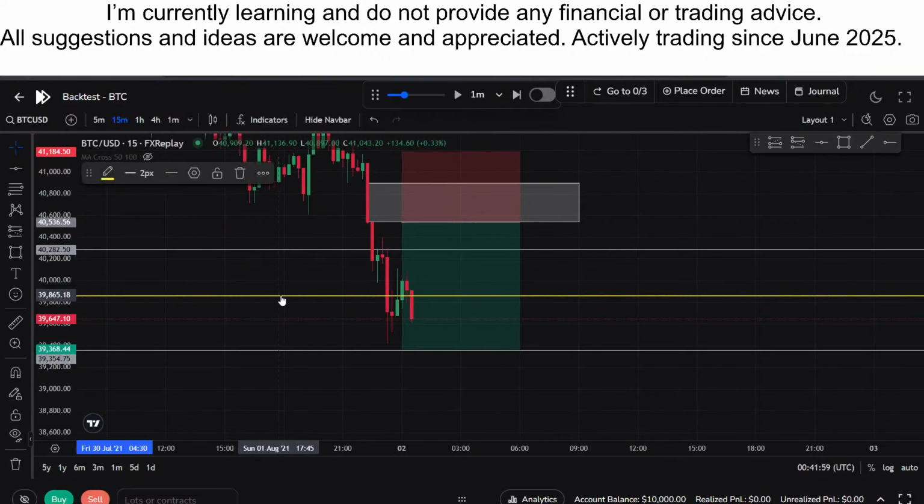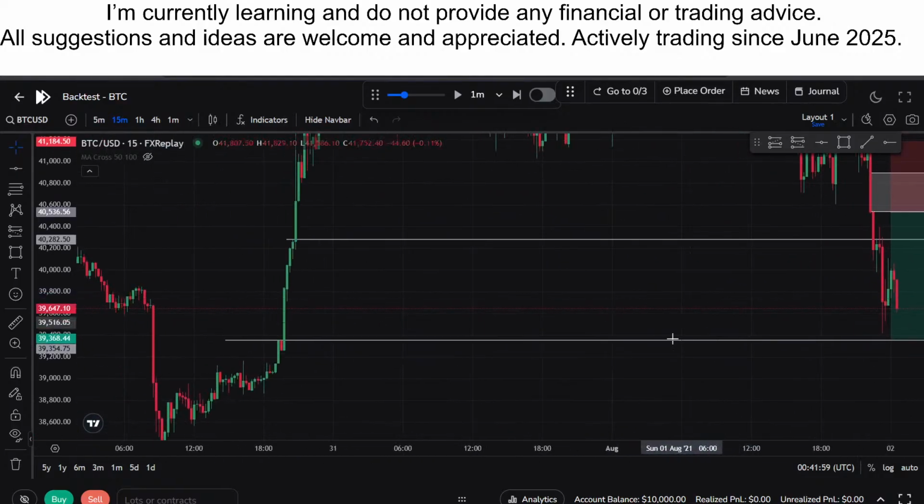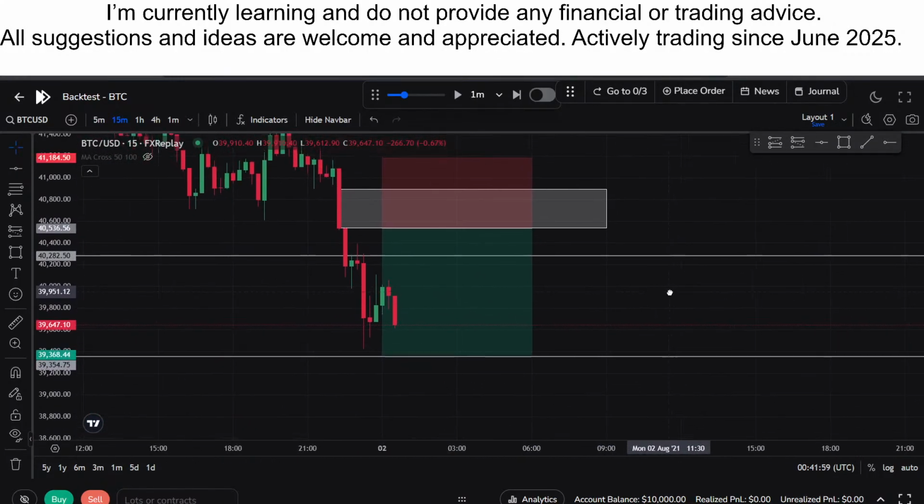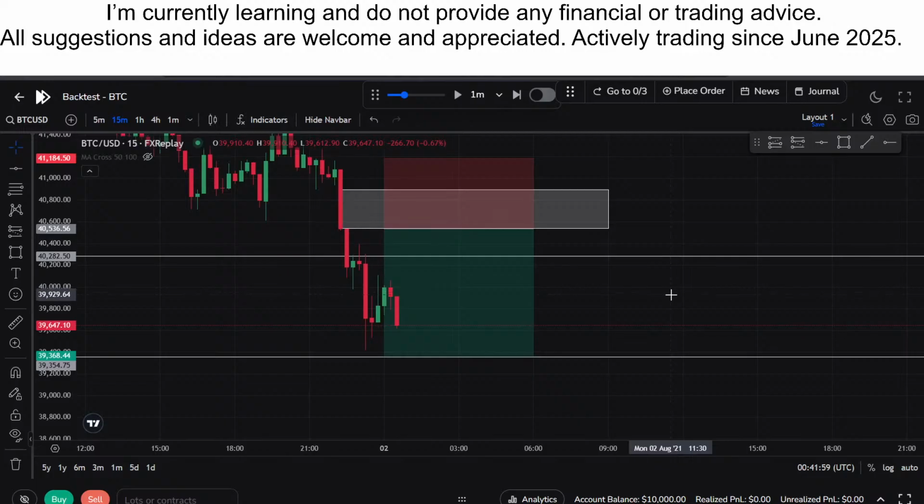This key area, I'll just delete this. No need of this. This is the last fair value gap, and here it is trying to reach. Now what should I do? I should not take a trade. Let's continue.